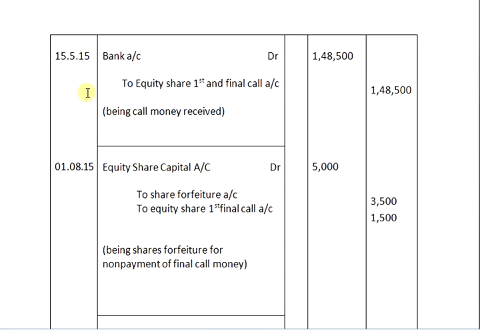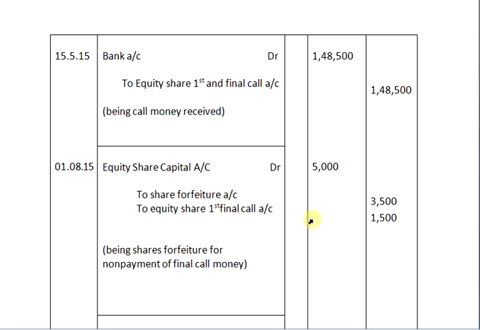So on 15/5/2015 what happens here? Bank account debit to equity share first and final call account. We are not receiving on the entire 50,000 shares. We are receiving only on 49,500 shares. That means 500 shares did not pay the amount. So 49,500 into 3, it becomes 1,48,500 as well as 1,48,500.